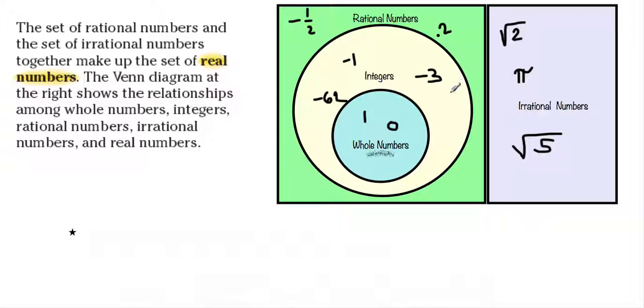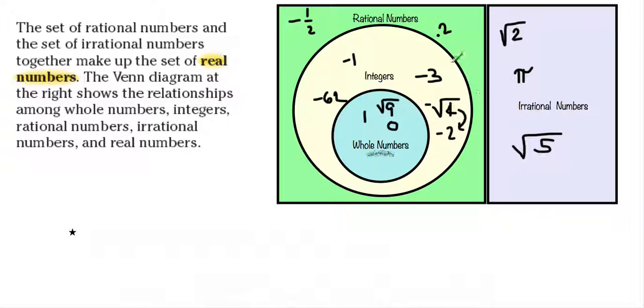Because if we say negative radical 4, that is an integer. Why? Because the square root of 4 is 2, and we simply put the negative sign. This is negative 2. So it is an integer. Radical 9 is a whole number. Why is that? Because radical 9, or the square root of 9, is 3. And 3 is a whole number, it is an integer, and it is a rational number. So all the numbers in the set of irrational numbers have radicands that are not perfect squares.